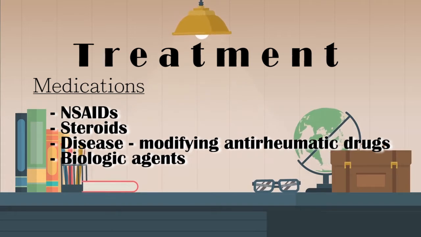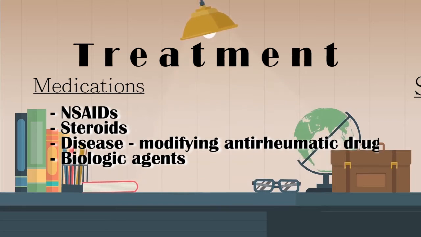Disease-modifying anti-rheumatic drugs. These drugs can slow the progression of RA and save the joints and other tissues from permanent damage. Biologic agents. This is also known as biologic response modifiers. These are newer drugs of DMARDs or disease-modifying anti-rheumatic drugs. These drugs can target parts of the immune system that trigger inflammation that causes joint and tissue damage.